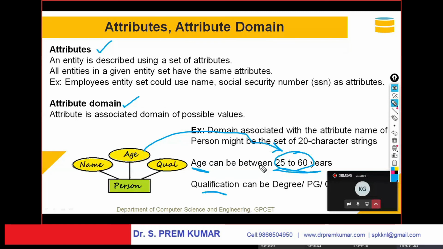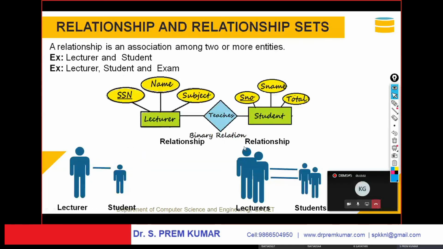Are you getting it? So you came to know what is meant by entity, what is meant by attribute, and what is meant by the domain of attributes. So: entity, attributes, and domain of attributes.